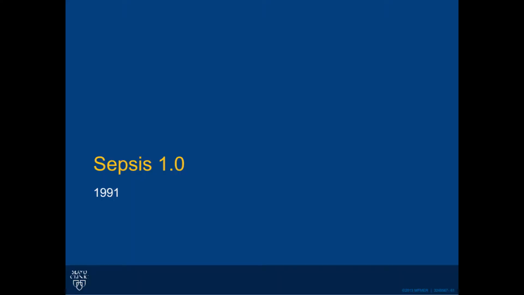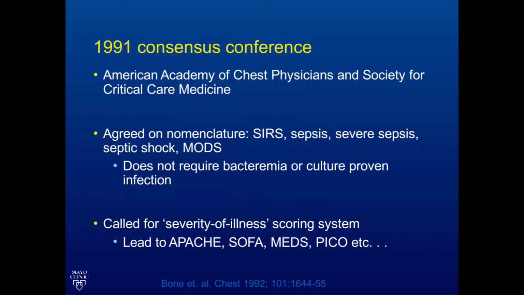So where did we start with this? In 1991, there is a pulmonologist and critical care doctor named Richard Bone who got his colleagues together and said, most of our patients in the ICUs are dying of these infections. Can we get together and agree on what this is and start to think about what to do with it?